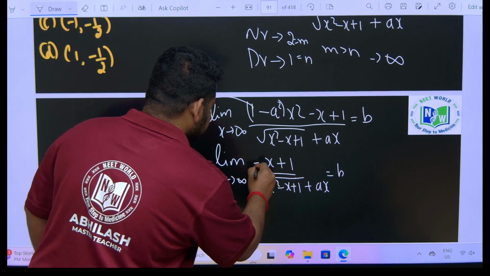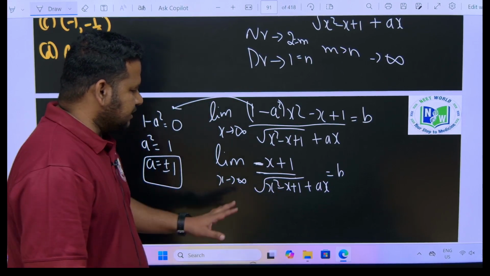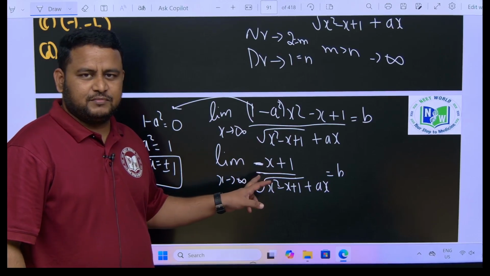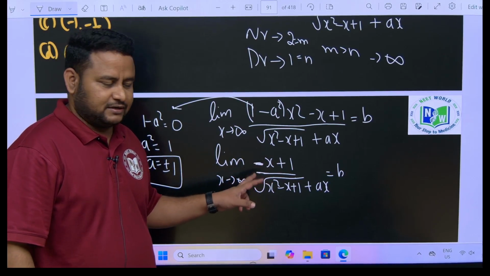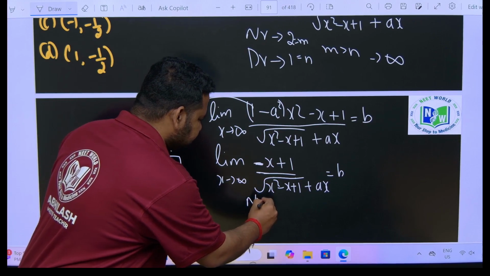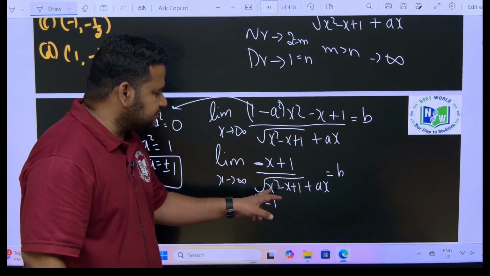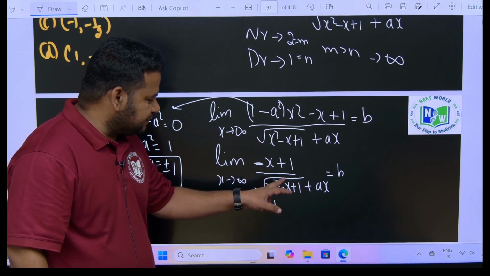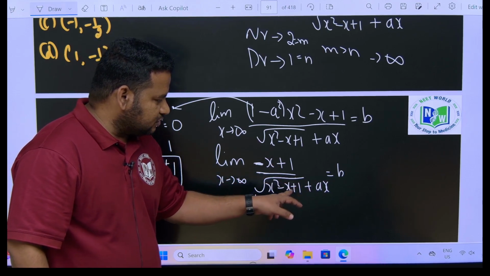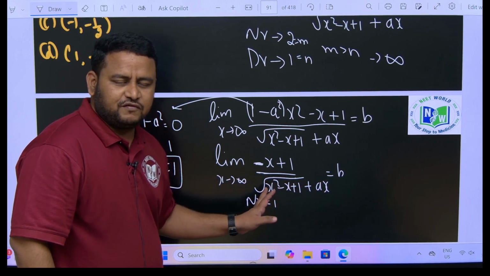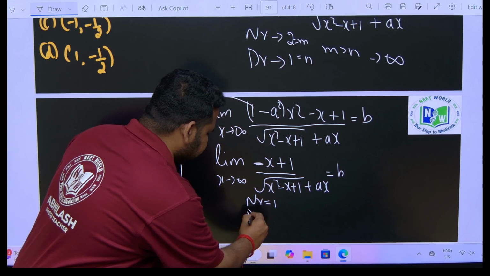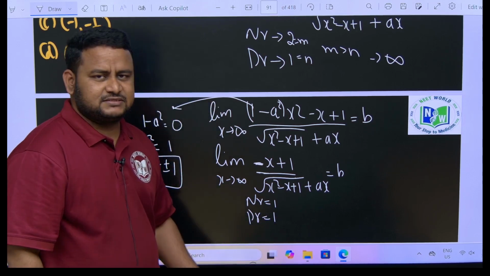Correct? This is minus x as x tends to infinity. Here the power of the numerator is 1. The power of the denominator is x square, and if it comes outside the root, it is x only. So x and x, the power of the denominator is also 1. That is, m is equal to n.